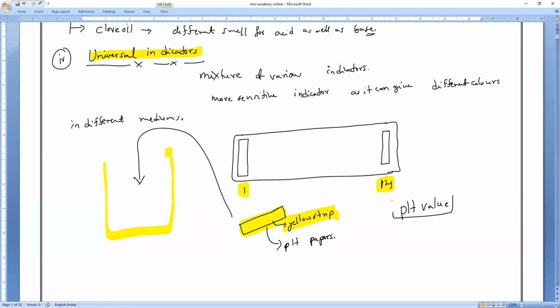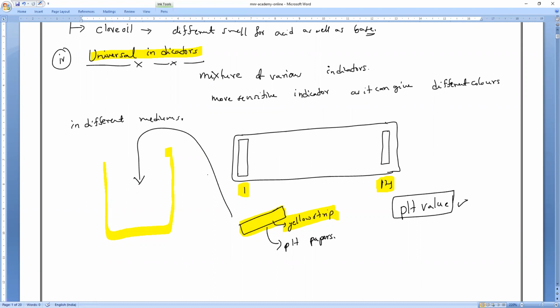Approximately, we can estimate the pH value also. But anyhow, we are going to study more in detail about this universal indicator in this chapter, as it is very, very important. But now, we are just studying types of indicator. Later we'll discuss in detail. Okay, guys. So this is what about universal indicator.